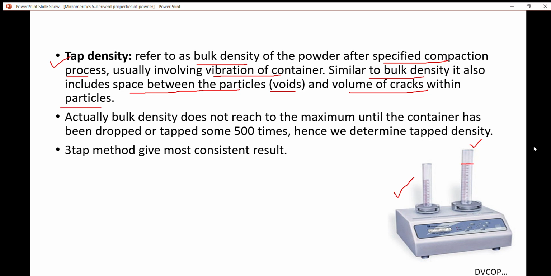Actually, bulk density does not reach the maximum until the container has been dropped or tapped some 500 times. Hence we determine the tap density, meaning this tap density is nothing but the bulk density after 500 taps. This three tap method, which was described earlier, also gives a consistent result in practice.